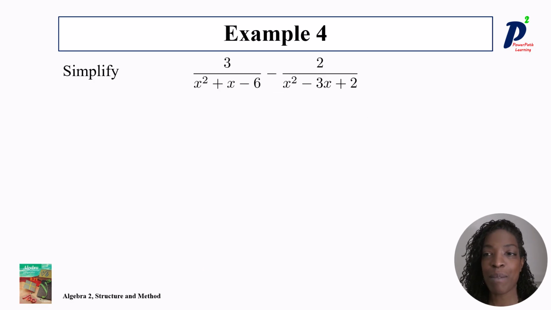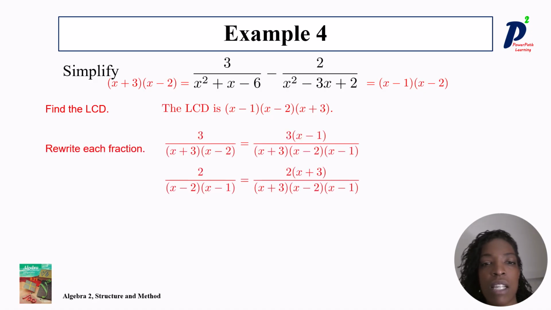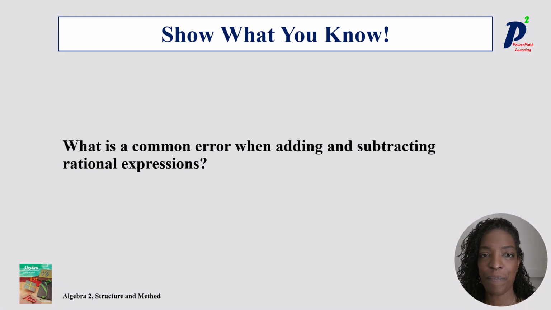Our final example is similar, but we have to do a little bit more work. The first thing is we don't have like denominators, so we need an LCD. I'm going to factor each denominator first, and that tells me my LCD. I'm just taking one of each factor, basically. I rewrite my fractions over those LCDs, and then I combine my fractions again. My final answer is x minus 9 over my least common denominator.